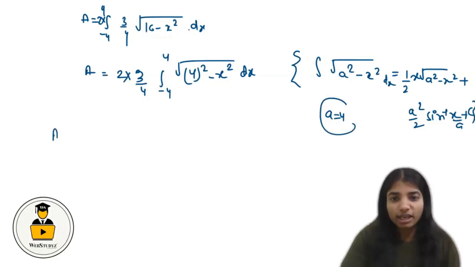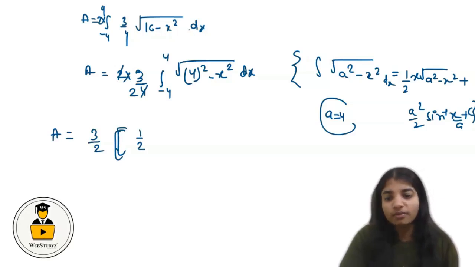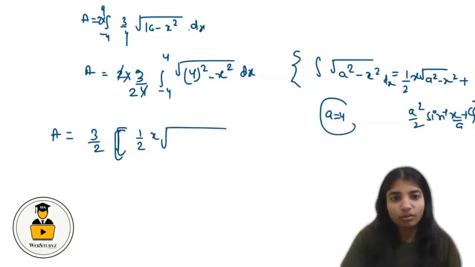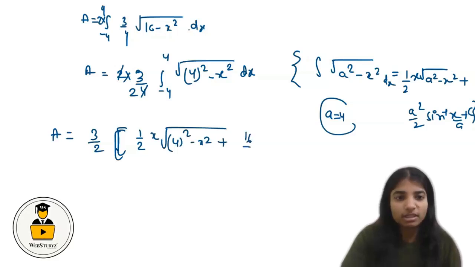So the value of a from here becomes equal to 2 multiplied by 3 divided by 4. This 2 and 4 we can cancel. So this from here becomes equal to 3 divided by 2, and this integral becomes equal to 1 divided by 2 of x multiplied by the under root of a square minus x square, that is 4 square minus x square, plus a square divided by 2, that is 4 square, which is 16 divided by 2, sine inverse of x divided by a, which is 4, plus c. So this is the value here.